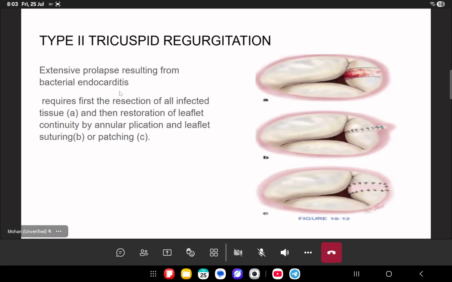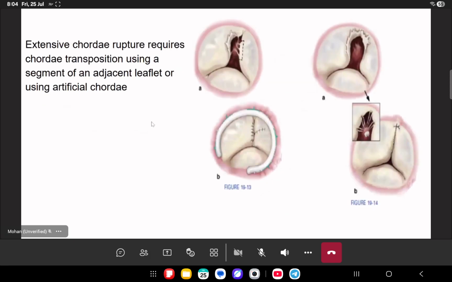Type 2 TR is extensive prolapse resulting from bacterial endocarditis or from trauma, so it requires resection, as in A, and then restoration of leaflet continuity by annular plication and leaflet suturing, as in B, and then C is putting a patch sometimes. This is mostly for isolated leaflet prolapse. The other one is extensive chordal rupture, which we will repair by putting artificial chordae and then stabilizing the angles.